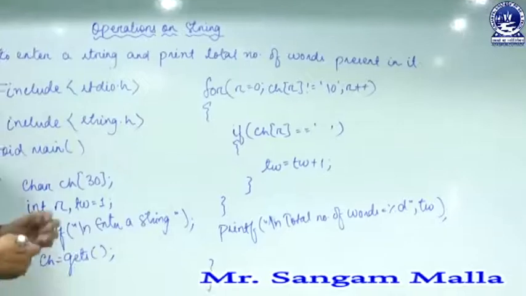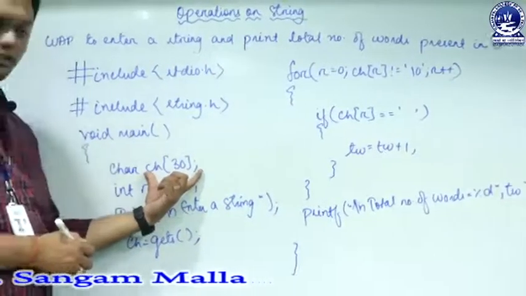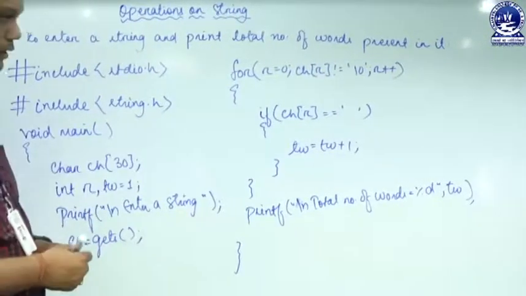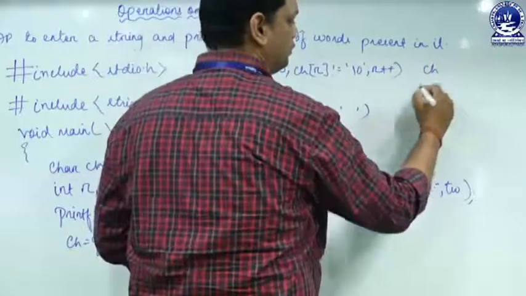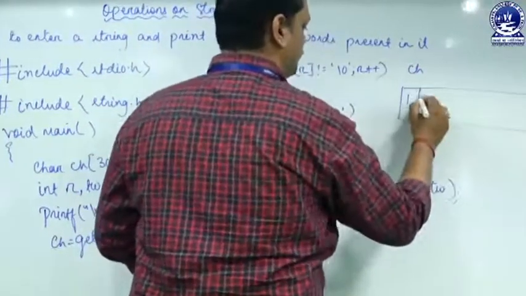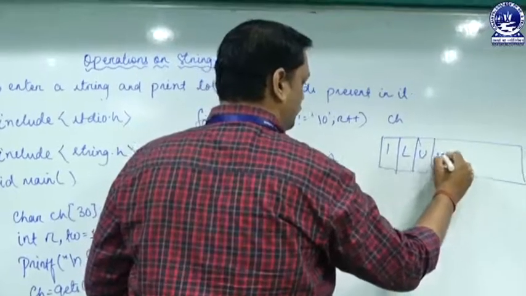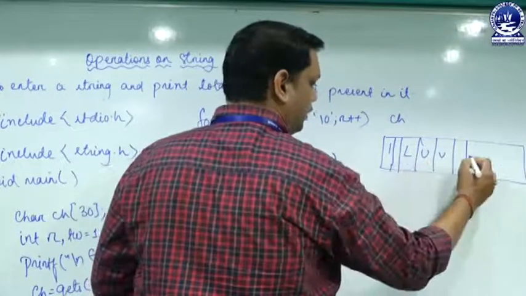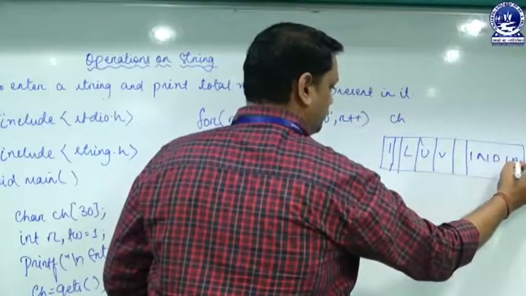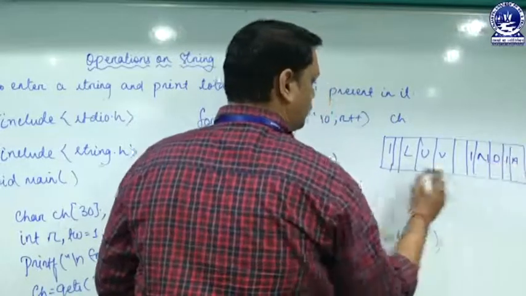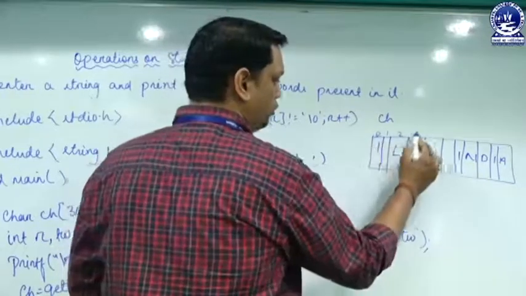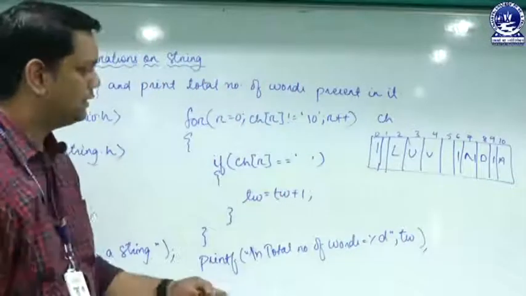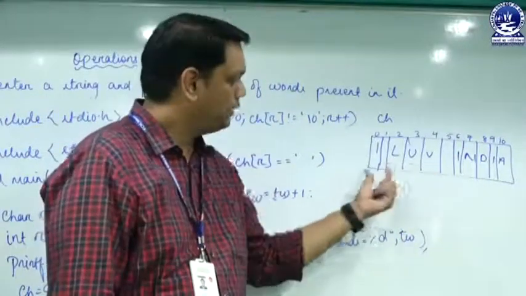So here you can see I have to enter a string. I have taken ch of 30, then I have written r and tw. Let's take an example over here. Let's say I have taken ch, where I have written: I love, with a space, I love India. Here the index starts with 0, 1, 2, 3, 4, 5, 6, 7, 8, 9 and 10. You can see that I have 2 spaces over here, but I have 3 words.